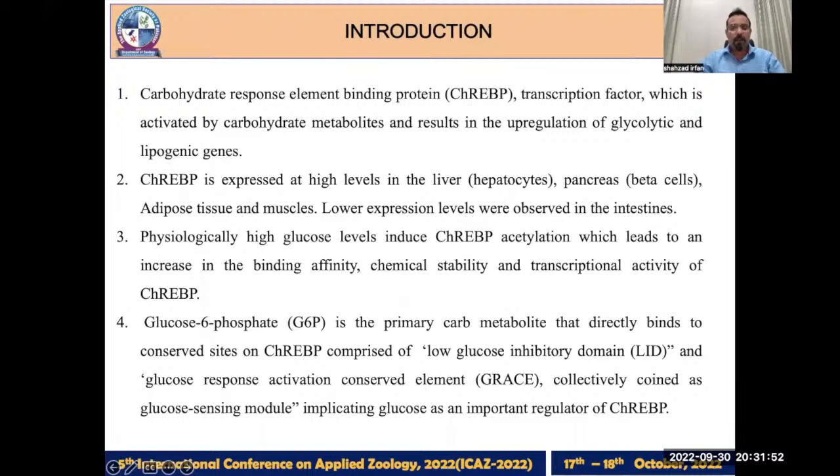Glucose 6-phosphate, or G6P, is the primary carbohydrate metabolite, which directly binds to different conserved sites on the CREB. These conserved sites are comprised of the low glucose inhibitory domain, or the LID, and the glucose response activation conserved element, or the GRACE. Both of these domains are collectively known as the glucose sensing module of the CREB, which implies that glucose is an important regulator of the CREB.